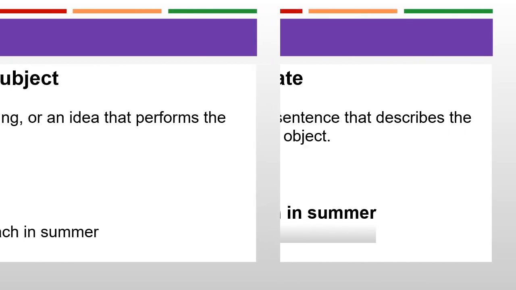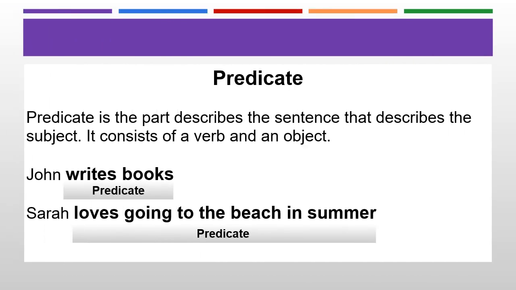A predicate is basically all the other words except the subject in a sentence. This means that it describes the subject and it has a verb, which is the action performed in the sentence, and the object, something on which the action is performed. The words writes books in the first sentence on the screen describe the word John. So John is the subject of this sentence and writes books is the predicate of this sentence.